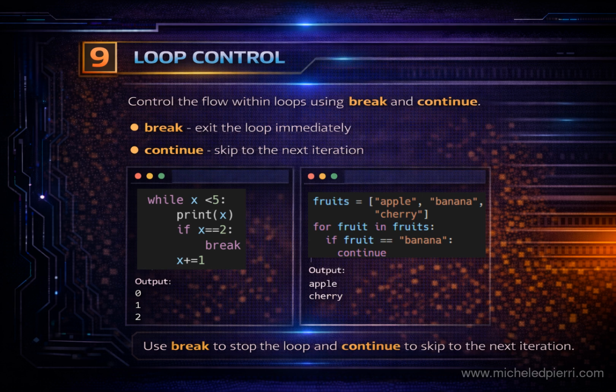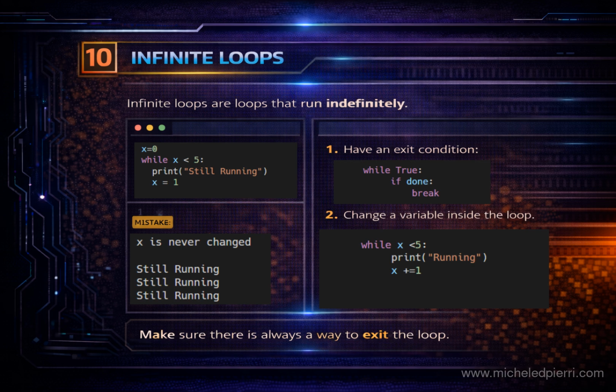Sometimes you need to exit a loop early or skip a specific step. To do this, we use the keywords break and continue. With break, we stop everything. If i reaches 3, the loop closes immediately. With continue, however, we only skip the current turn. If the fruit is banana, Python goes back to the start of the loop without printing, moving directly to the apple.